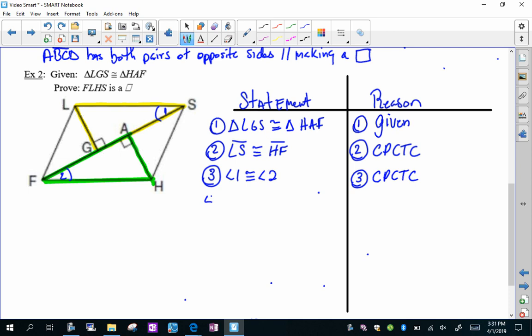Now I can say that line segment LS is parallel to line segment FH. And the reason for that is that I have congruent alternate interior angles. That means I have parallel lines. So congruent alternate interior, abbreviate, angles.